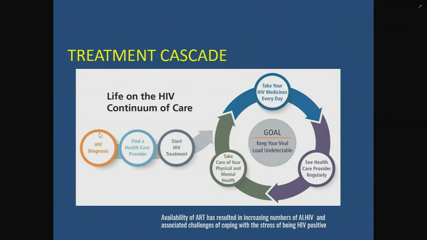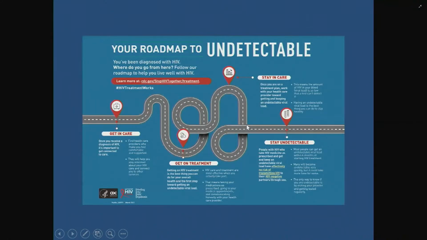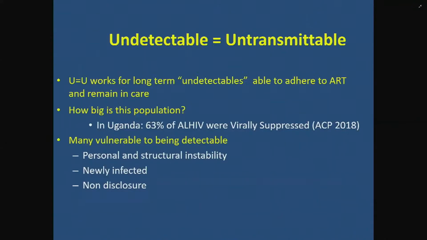So the treatment cascade, as I said, starts with diagnosis, finding a provider, starting treatment, and the entire goal is to ensure that the viral load remains undetectable. And this is a roadmap to becoming undetectable. It looks like a wavy set of ladders kind of arrangement, but in all these things, get in care, get on treatment, stay in care, stay undetectable, requires person-centered care. Each individual has their own unique adaptabilities.